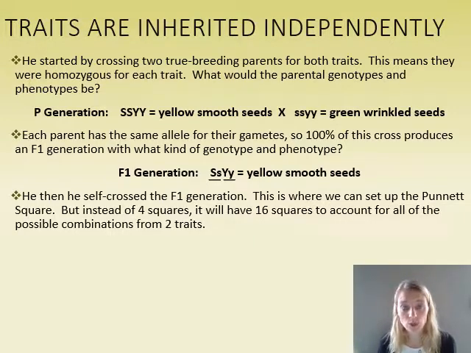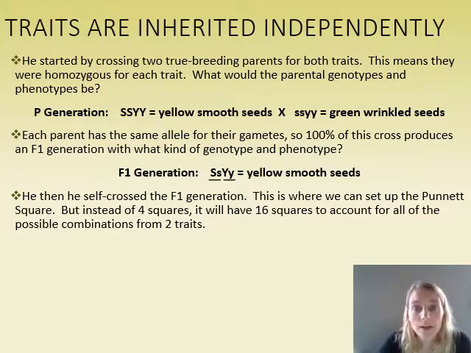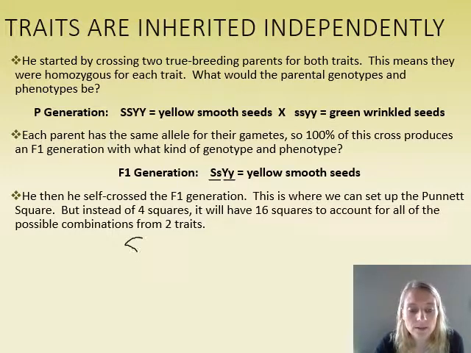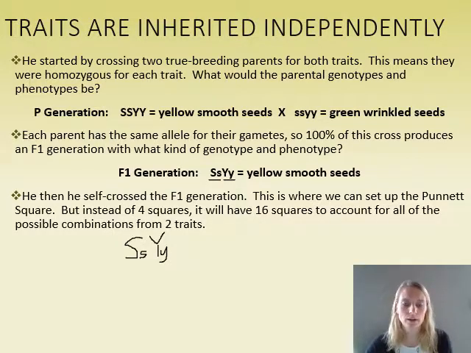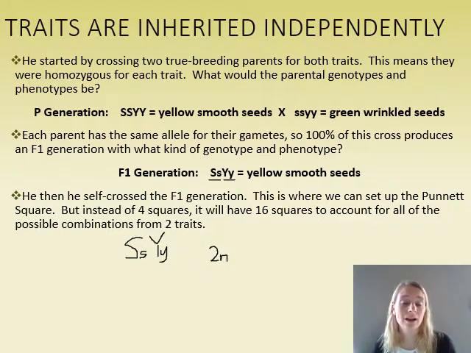It's easy when it's just one trait, because it's just one letter. But how are you going to fill up 4 boxes when you have 2 traits? Well, let's take a look at the parents in this case. The parents are heterozygous for both traits, so we have a dominant and a recessive for each one. Now remember, this is our diploid parent cell, so it's got 2 copies of each allele because they have homologous chromosomes. But by the end of meiosis, when they're making their egg and sperm, they only have 1 of each. So that's going to be 1 S and 1 Y.